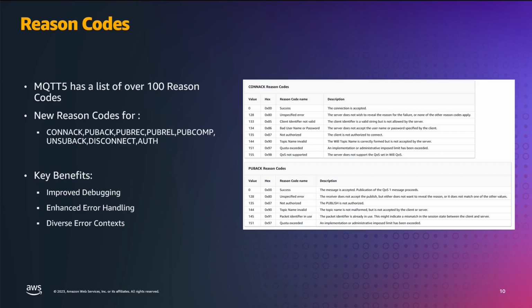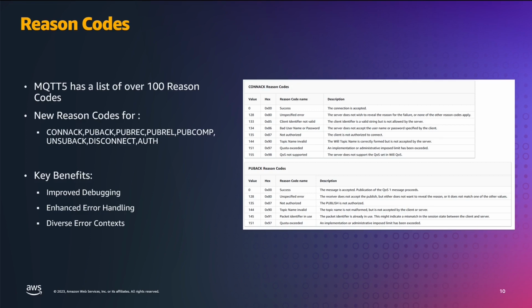The key benefits of these reason codes are that they provide more granular insight into the status of MQTT operations and help in identifying the exact nature of errors. Also, they make it easier for applications to understand what went wrong and take appropriate actions, which helps improve debugging and error handling. Also, MQTT5 reason codes cover a diverse set of scenarios, including subscription acknowledgements, disconnects, protocol violations, authentication issues, and many more, to provide a clear indication of why a particular action succeeded, failed, or encountered any issue.